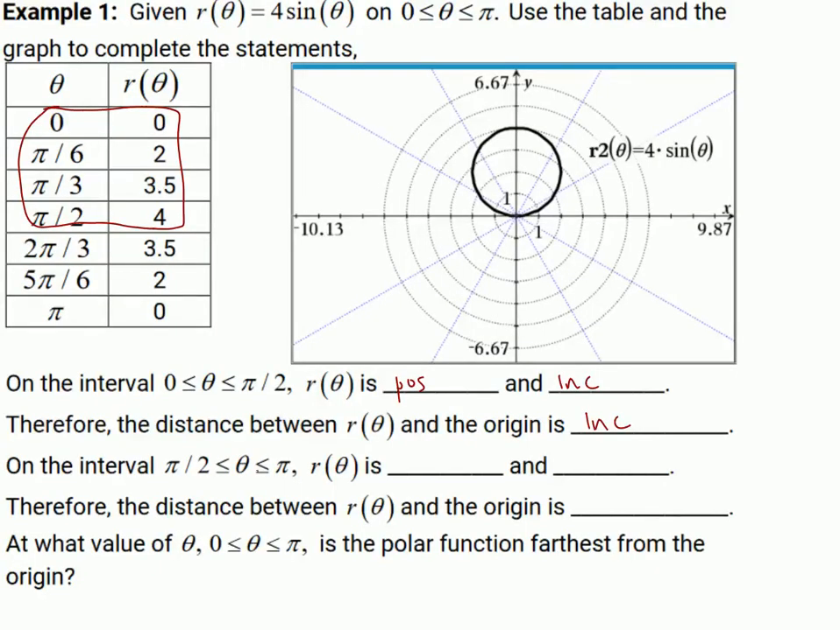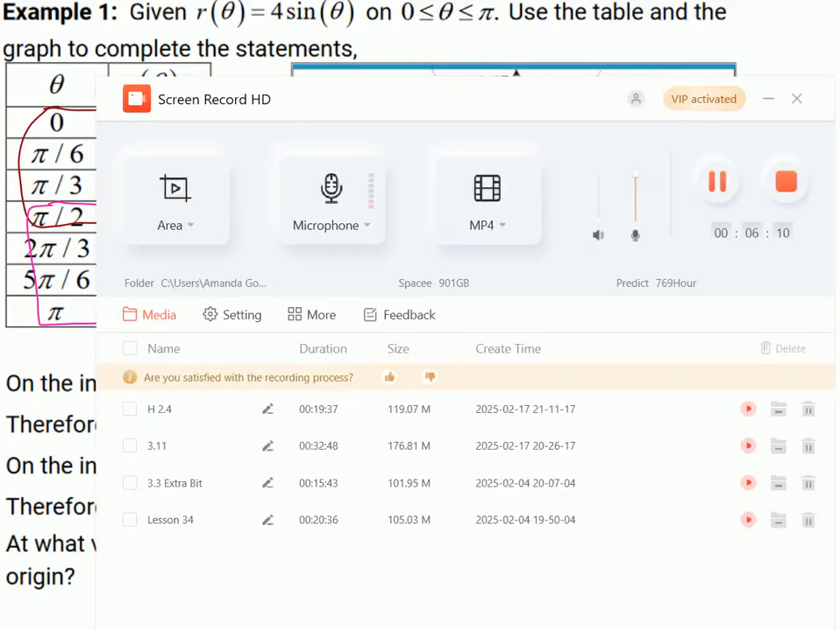On the interval from pi over 2 to pi. So pi over 2 is over here, and we're going to go all the way to pi this time. So I'm just going to change colors on us. All right, r of theta is blank and blank. I notice again that my r values are positive, and the r values this time are in fact getting smaller, which means that these values are decreasing. So what does that tell me about the distance between r of theta and the origin? Well, positives with negatives give me negative, so decreasing. The distance is decreasing.